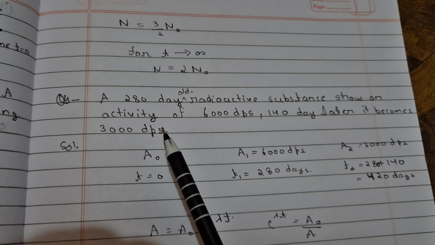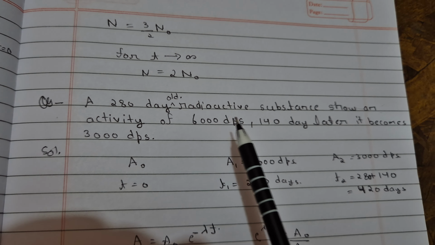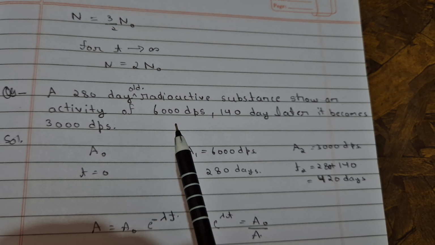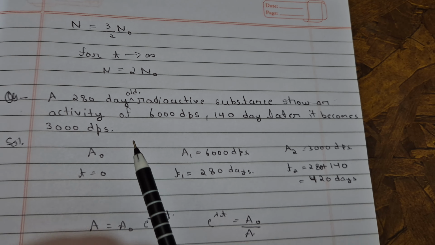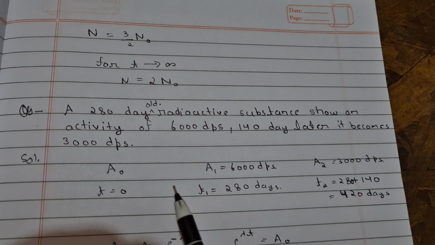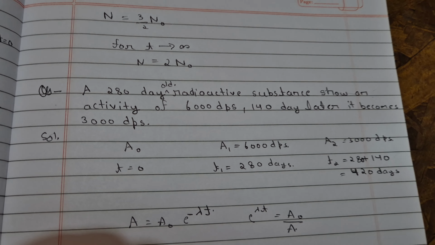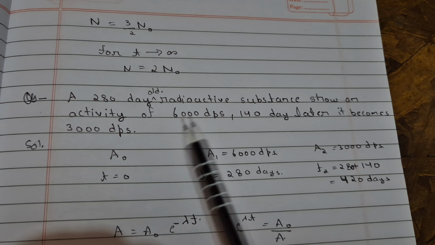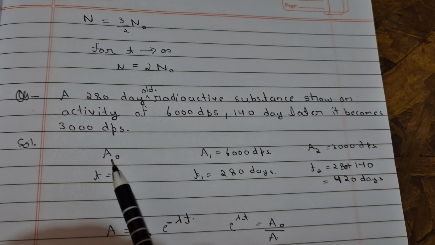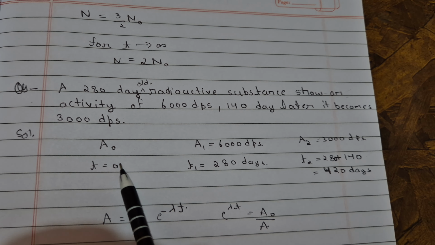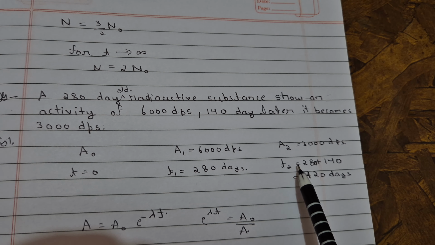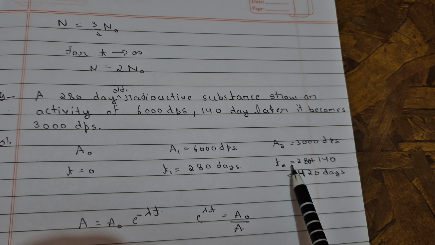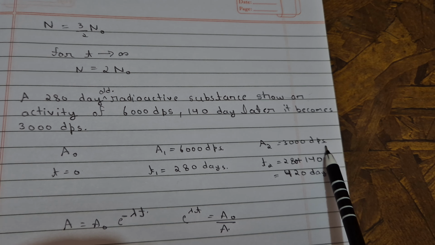Next is a 280-day-old radioactive substance with an activity of 6000 disintegrations per second, dps, and 140 days later it becomes 3000 dps. So what you need to find is the initial activity, A naught. We assume it was A naught at t equal to 0, and after 280 days it becomes 6000 dps, and after 280 plus 140 days it becomes 3000 dps.